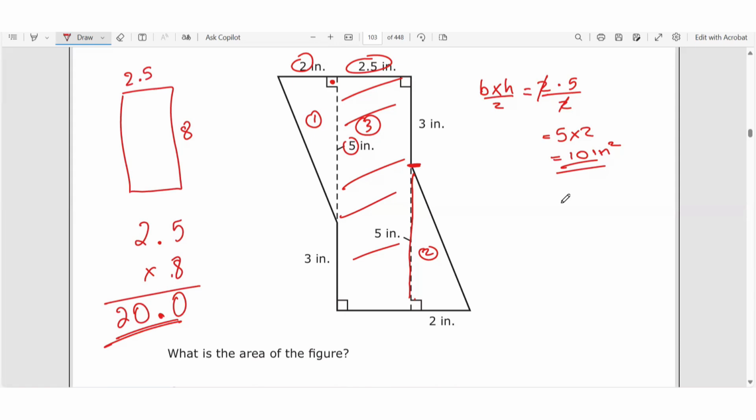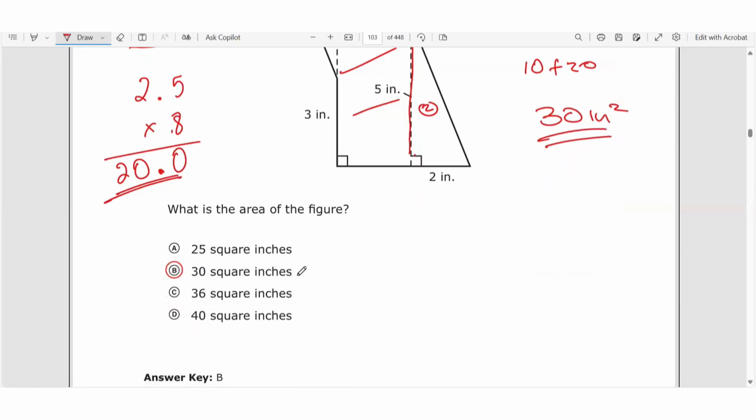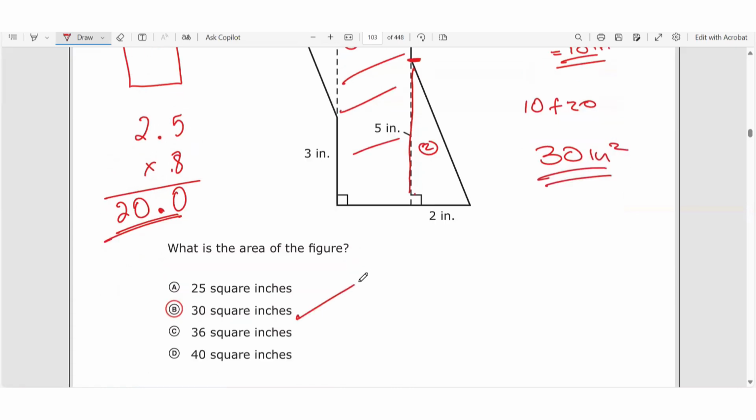So 20 plus the 10. So 10 plus the 20, we should have an answer of 30 square units. And that's just one of the ways you could put it. And here it is. We have our square inches there.